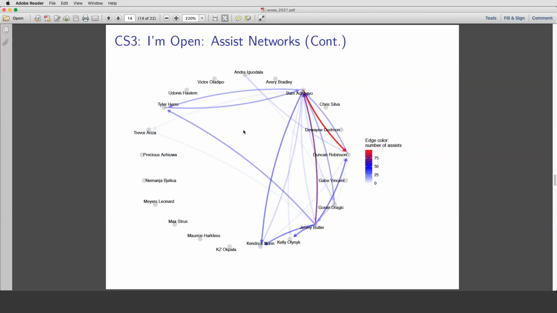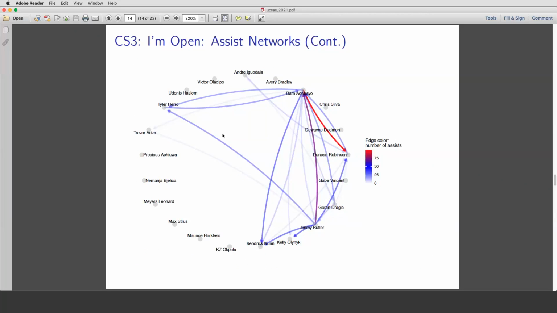So this is what an output looks like. This is the Miami Heat. You can see the arrows identify who passed to who before they scored. And you can see the number of assists. So when it's red, that means these two players connected a lot.